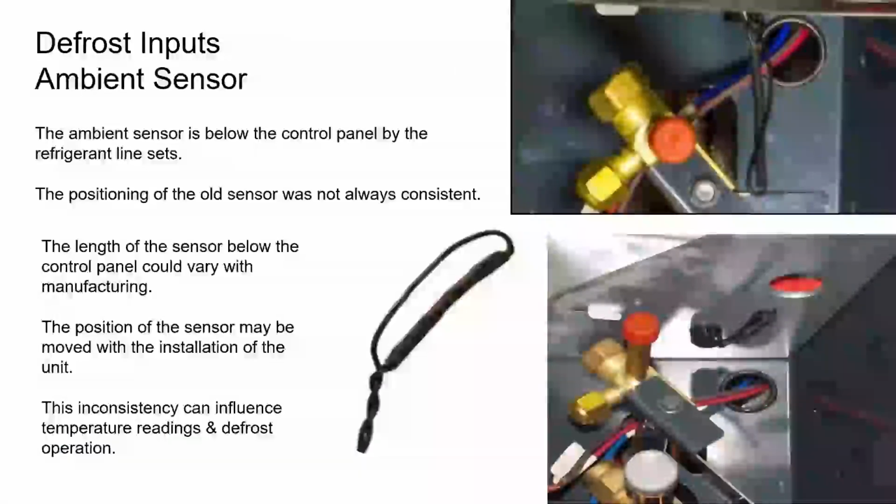All right. One of the sensors that is required is the outdoor temp sensor, and that's the black sensor with the wires. Now, up until a few years ago, we would hang this sensor right out the bottom of the control box, just like that. This is our liquid line service valve. And we had some inconsistencies.